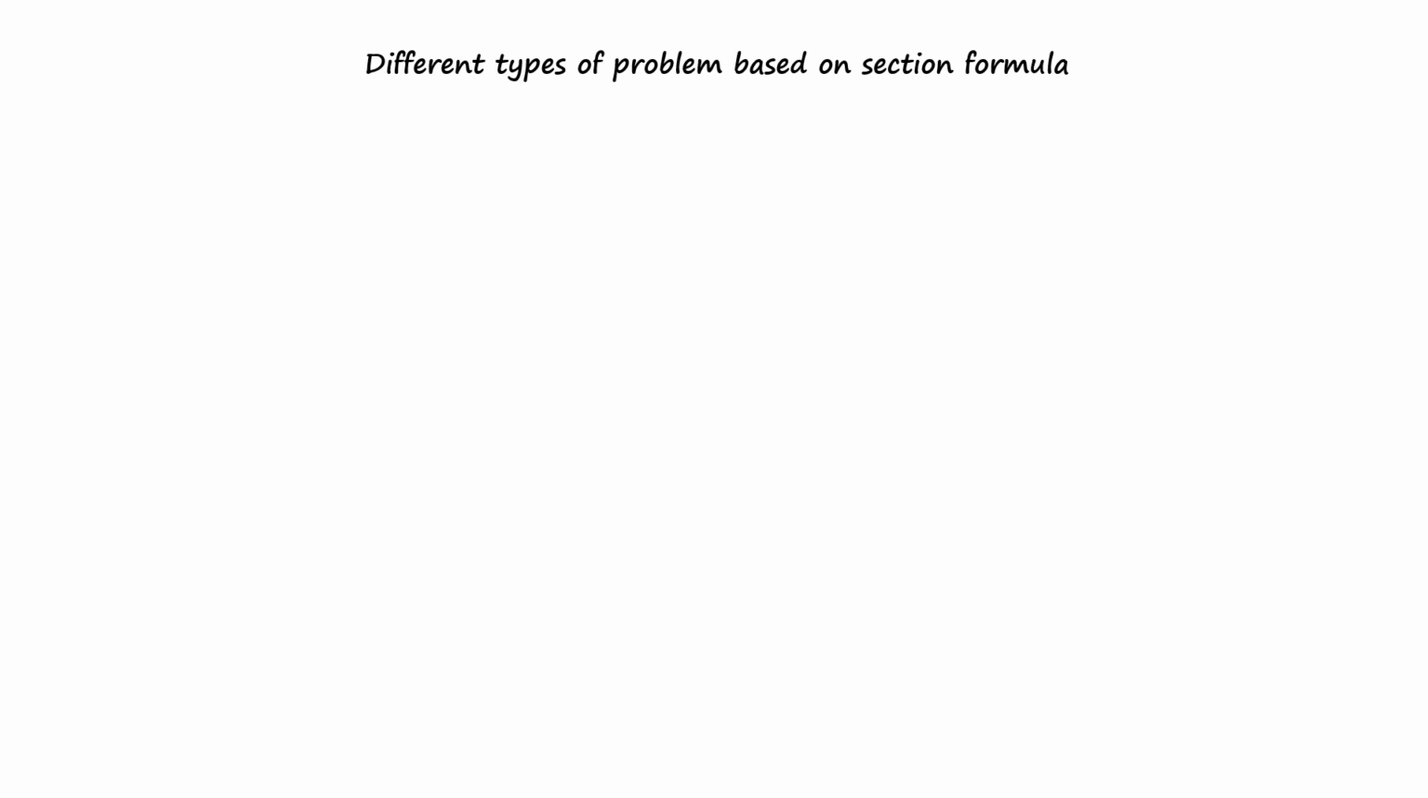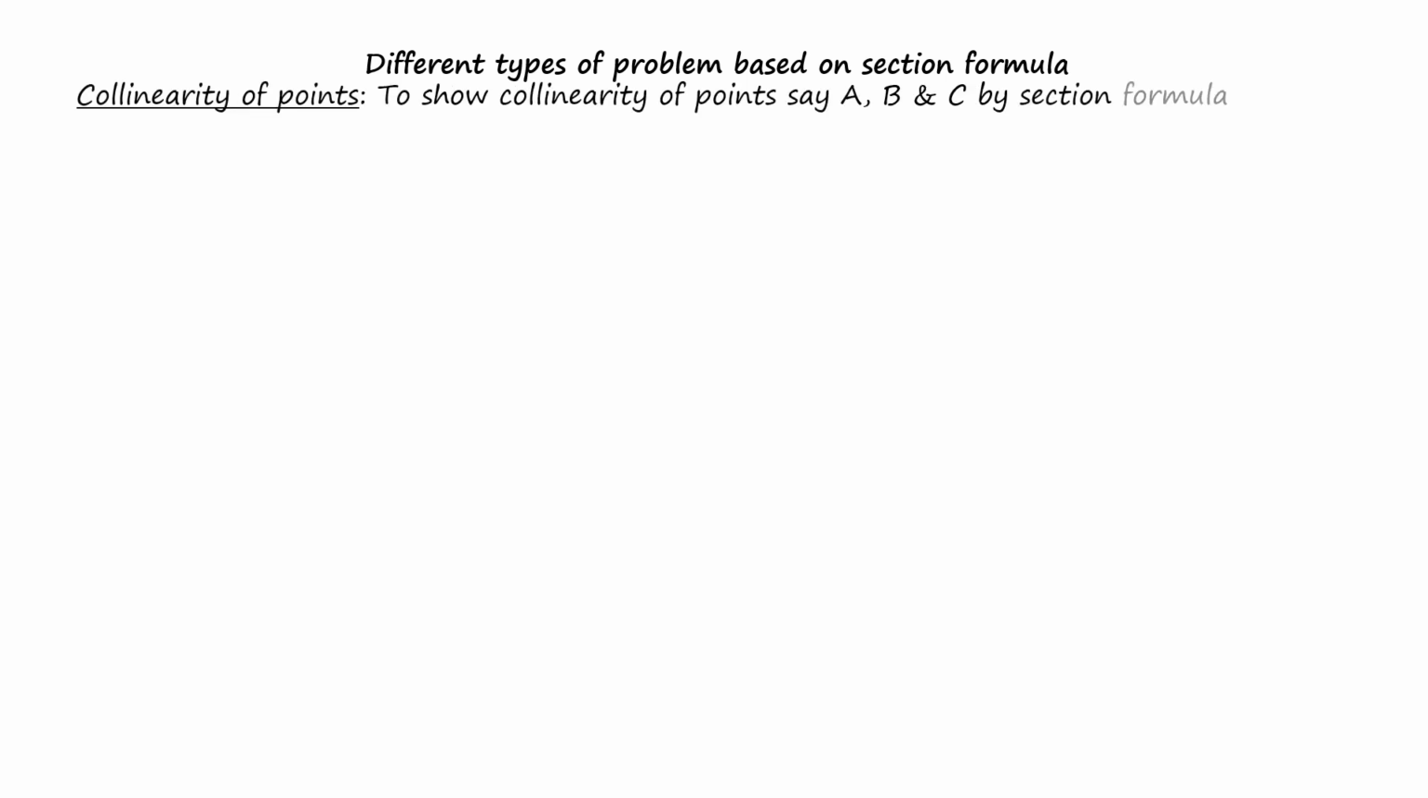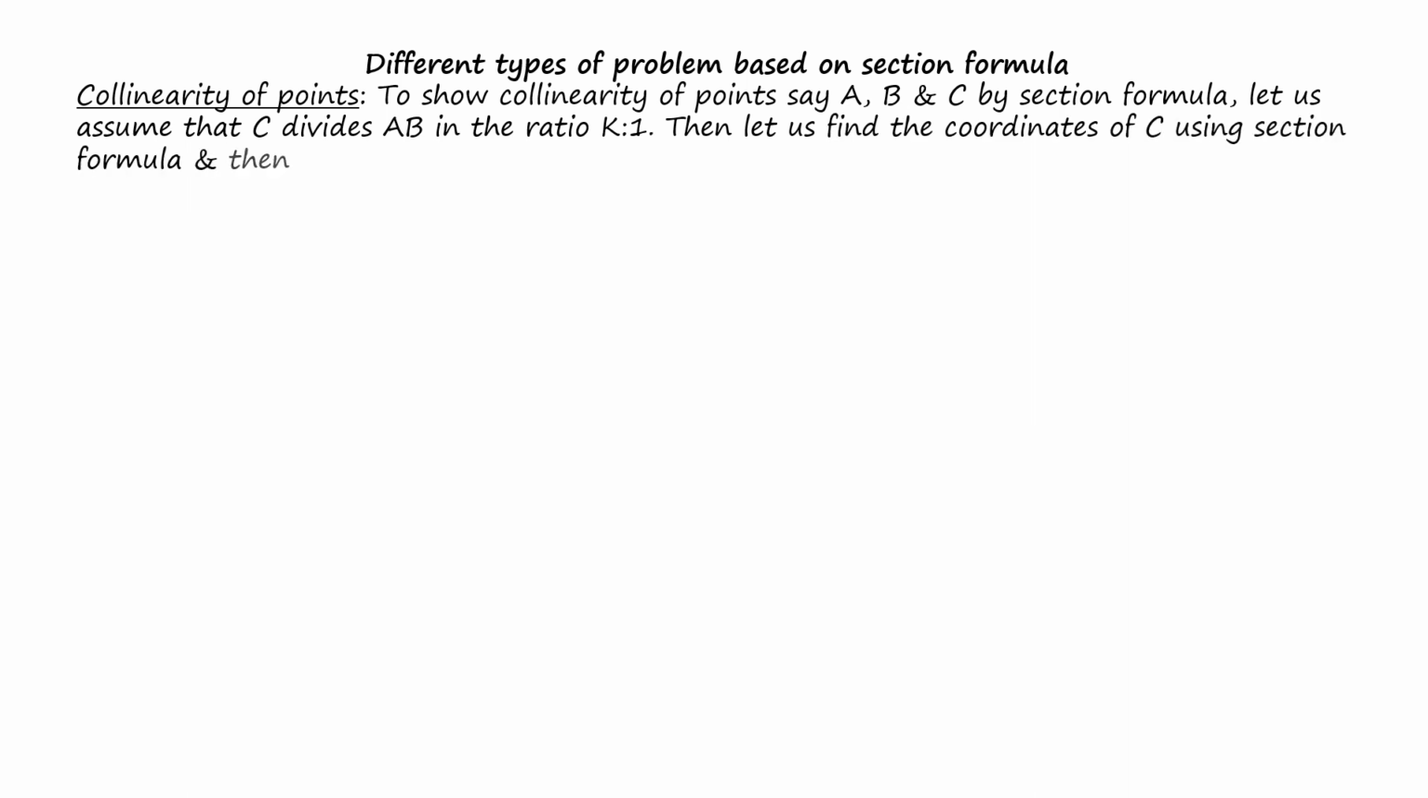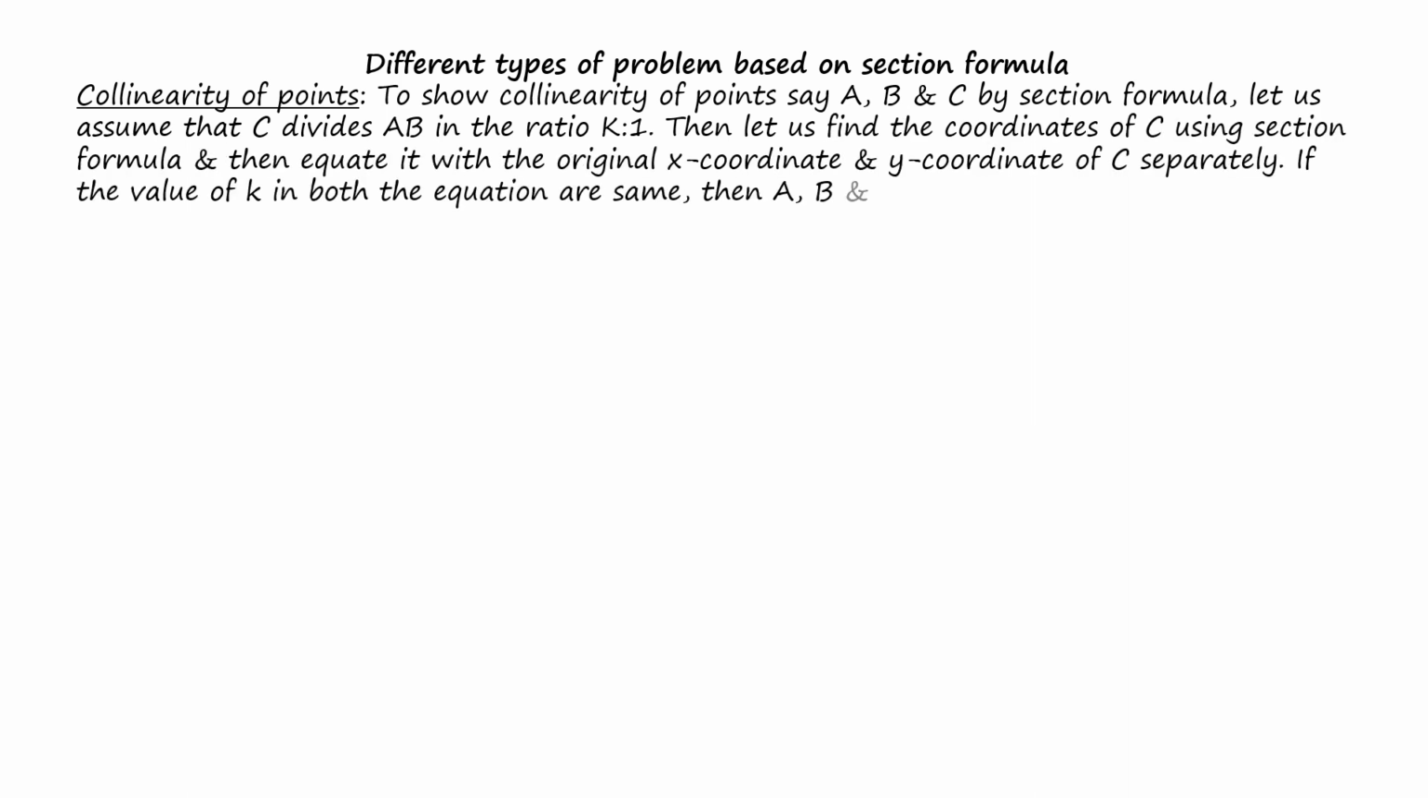Today we'll discuss different types of problems based on the section formula. To start with, collinearity of points. To show collinearity of points, say A, B and C, by the section formula, let us assume that C divides AB in the ratio k is to 1.